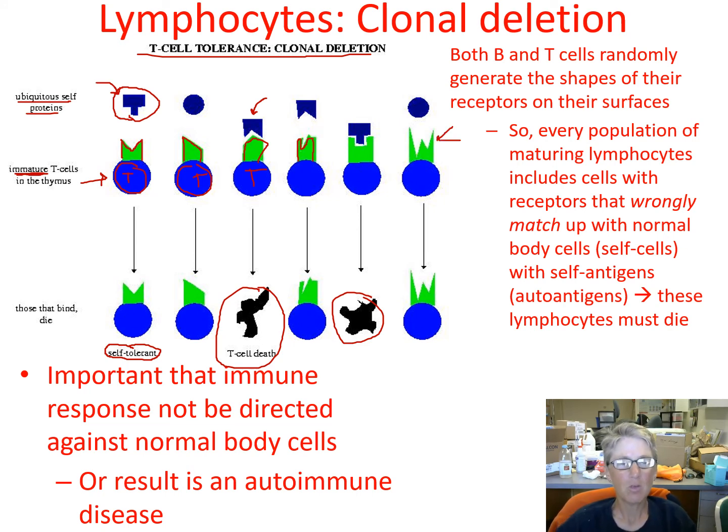So every population of maturing lymphocytes in the thymus, if their receptors wrongly match up with a self-protein, they gotta die. And they die an apoptotic death, to be specific. It's important that we do this, that we do clonal deletion. This is the process, what it's called. It's important that we do this so that our immune response is not directed against our normal body cells. If that happens, that's an autoimmune disease.